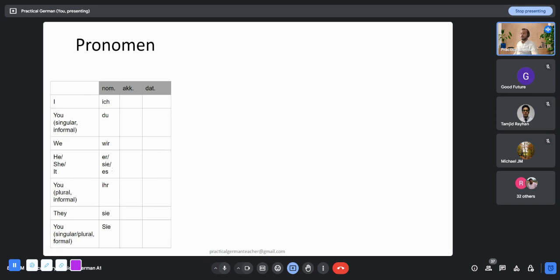Then what is the difference? The difference is not in the pronoun, the difference will be how the verb gets conjugated. So the verb spelling will change.